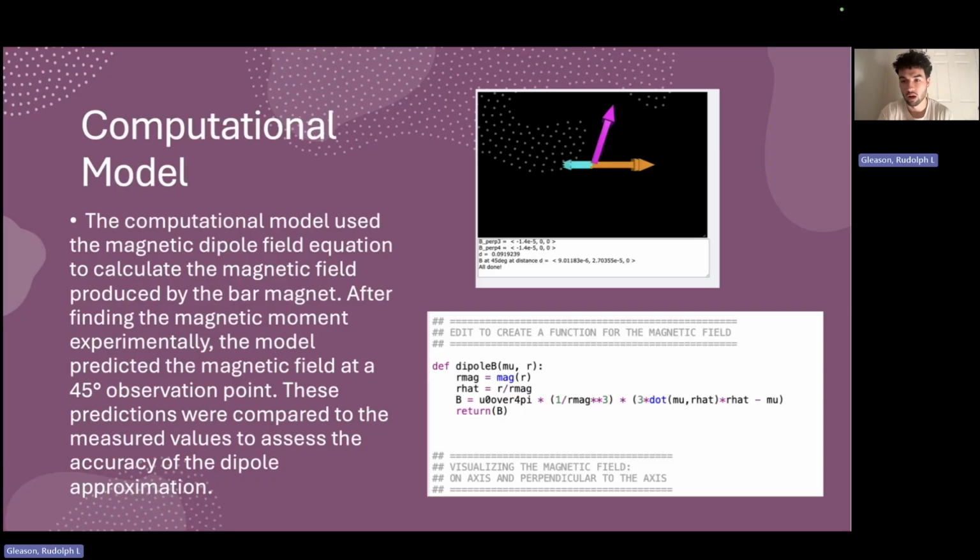So then I built a computational model. This used the magnetic dipole field equation to calculate the magnetic field produced by the bar magnet. After finding the magnetic moment, the model predicted the magnetic field at the 45-degree observation point, and these predictions were compared to the measured values that I found in the lab.